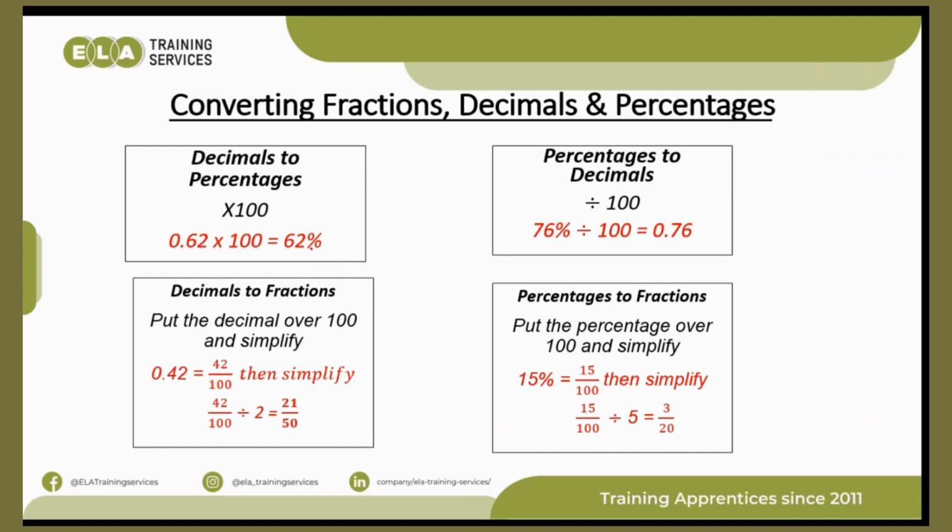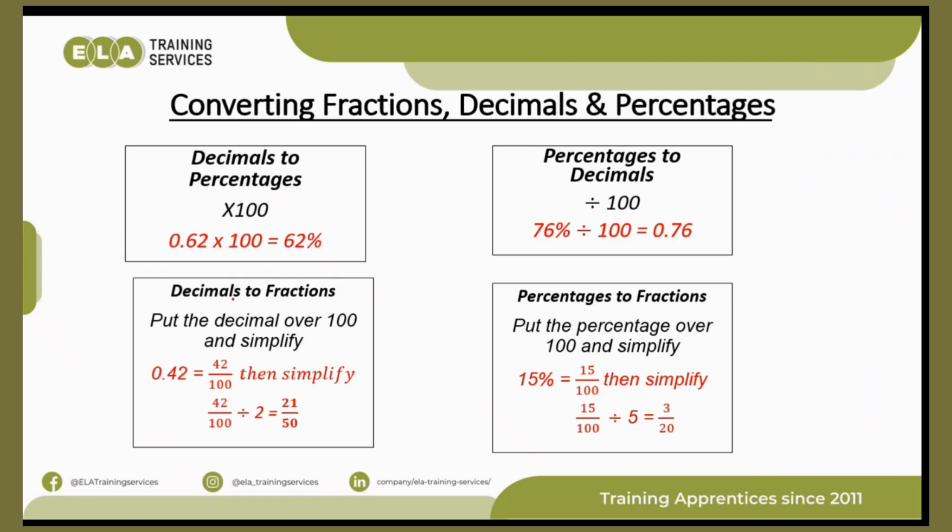To then move from percentages to decimals, we do the opposite. So we divide by 100. So 76 divided by 100, so we move that decimal point twice to the left, or we put the number after the decimal point, then becomes 0.76.